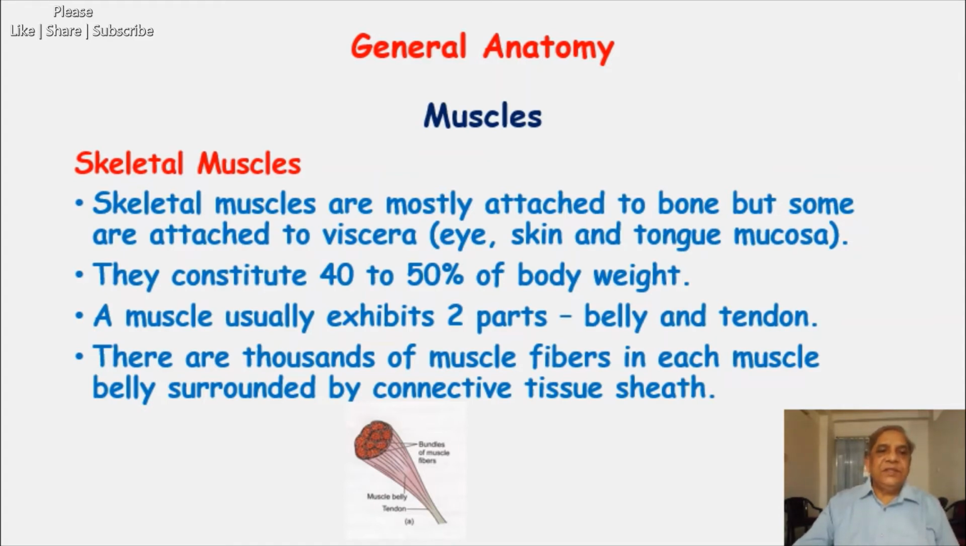There are thousands of muscle fibers. See, this belly was cut transversely, and you can see these dots. These dots indicate single muscle fibers. So there may be thousands of muscle fibers, or at least some muscles may have hundreds of muscle fibers within the belly, and this muscle belly is surrounded by connective tissue. Now we will learn more about the muscle belly and tendon.